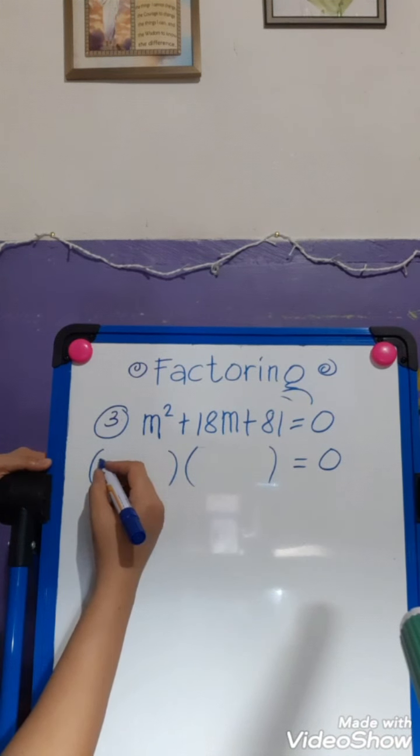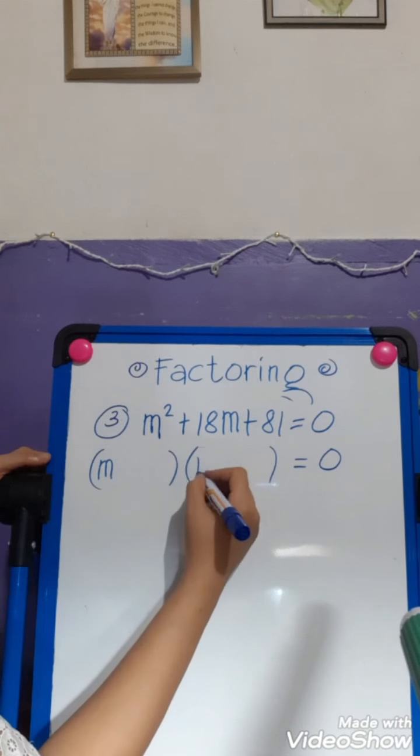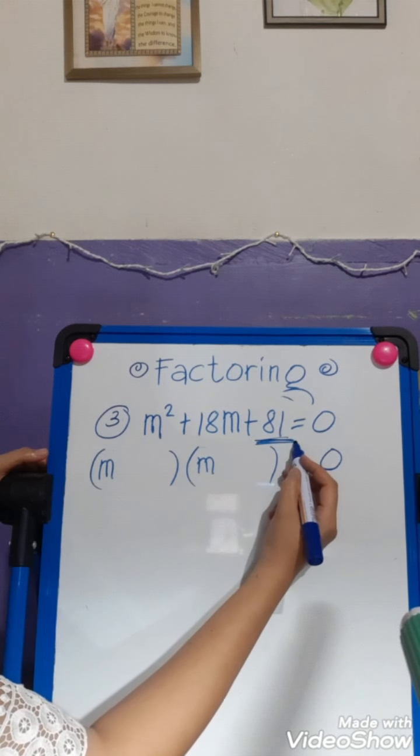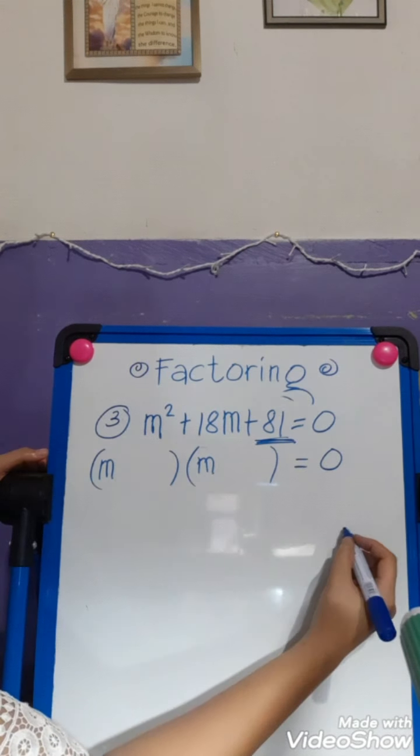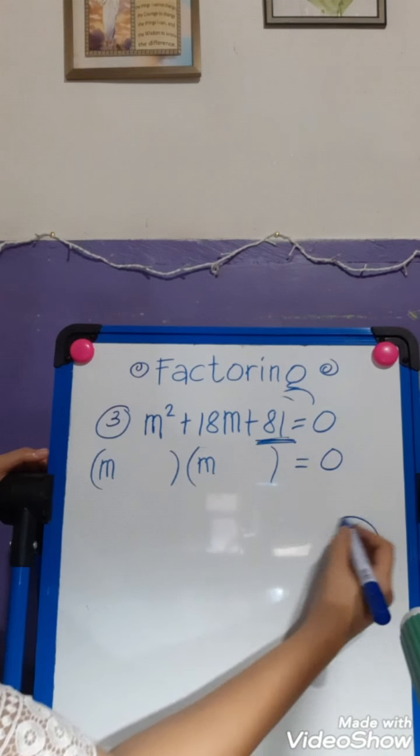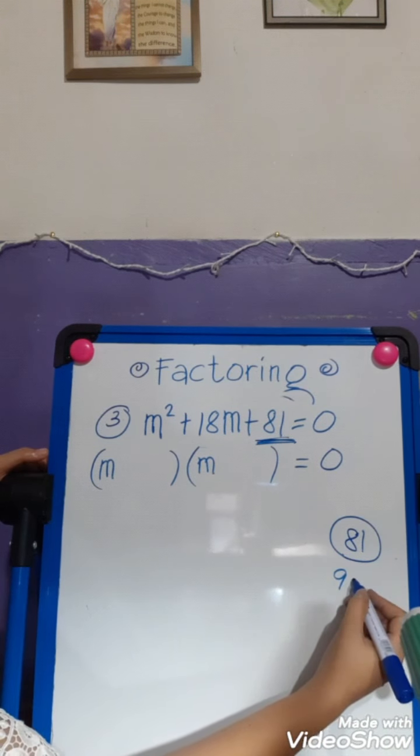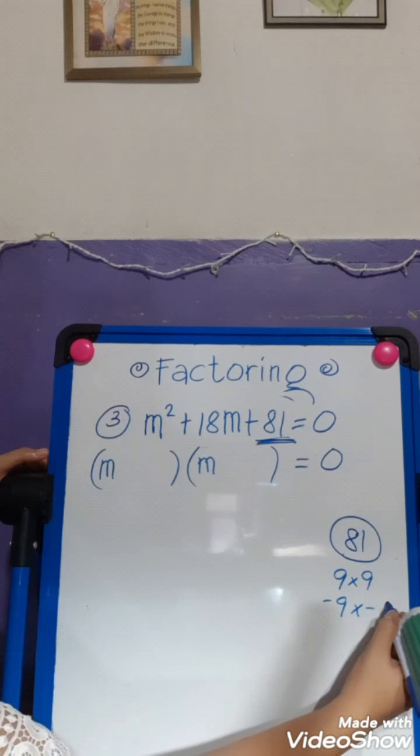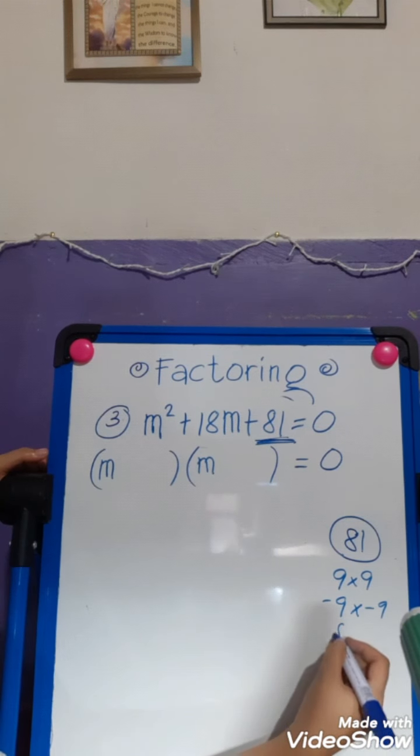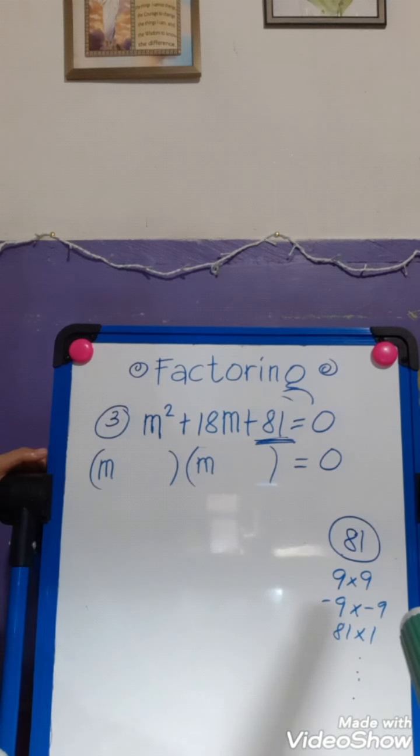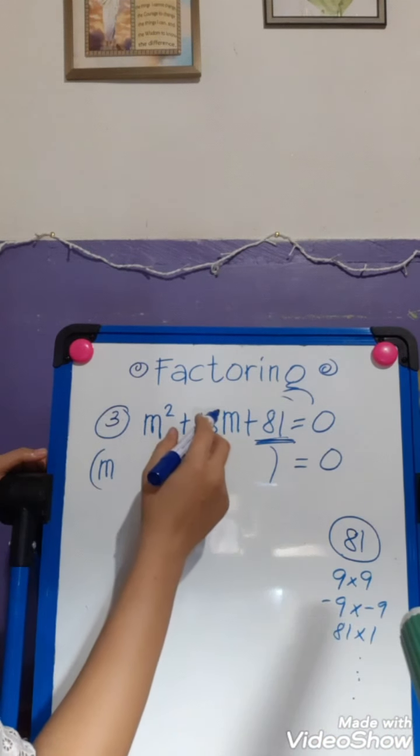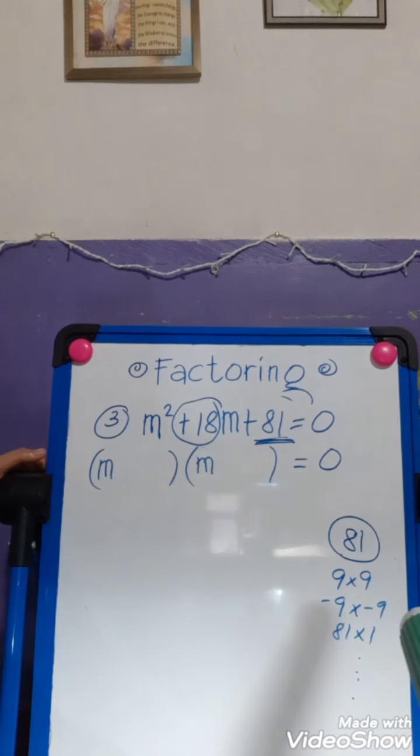Kanang m squared, bulagon siya. So we have m and then another m on this side. Then, nantaw na to ang last term or the constant, which is 81. So, look for the factors of 81. We have 9 times 9, negative 9 times negative 9, 81 times 1, and so on. Pangitao na to ani sa iyang factors nga kung i-add na to siya will give us positive 18.